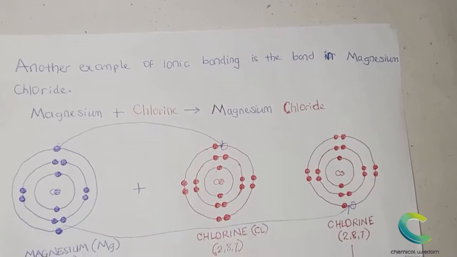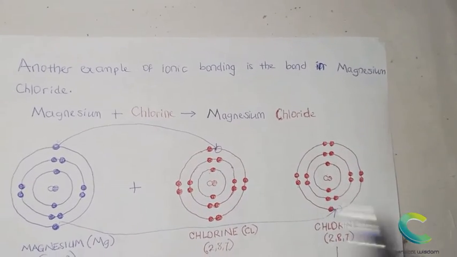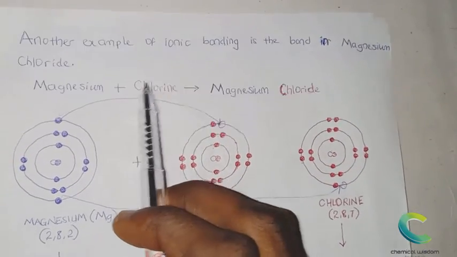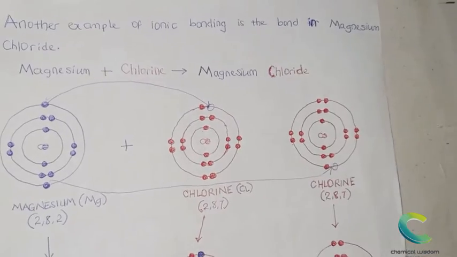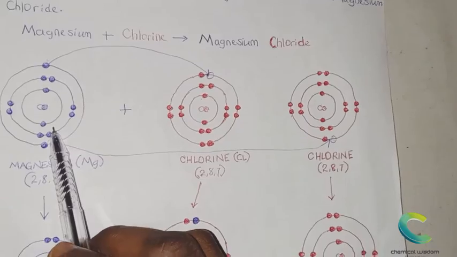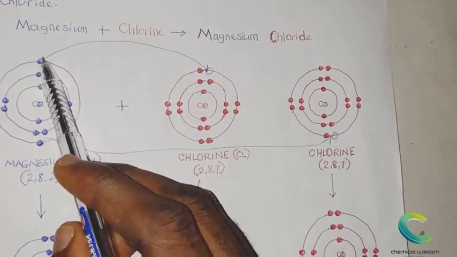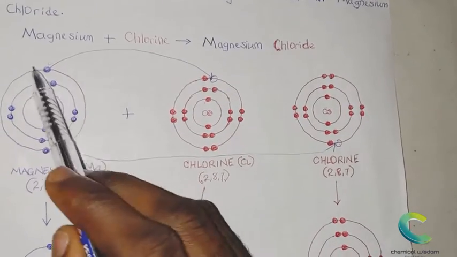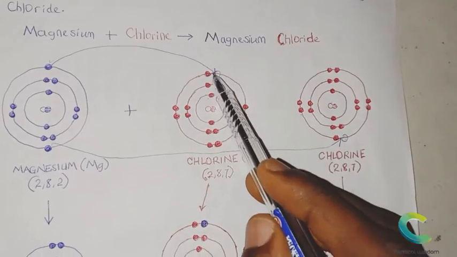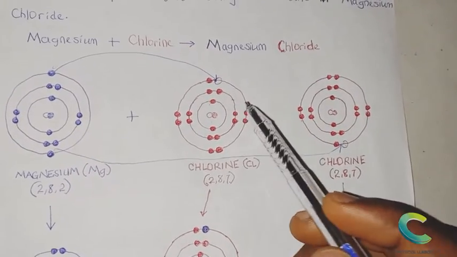Another example of an electrovalent bond is the bond in magnesium chloride. If you look at this, we have a magnesium atom and a chlorine atom coming together to form magnesium chloride. This is the atomic structure of magnesium, and the atomic structure of chlorine. Magnesium has 2 valence electrons. This is the valence shell, it has 1 and 2. And the chlorine has 1, 2, 3, 4, 5, 6, 7. It has 7 valence electrons.